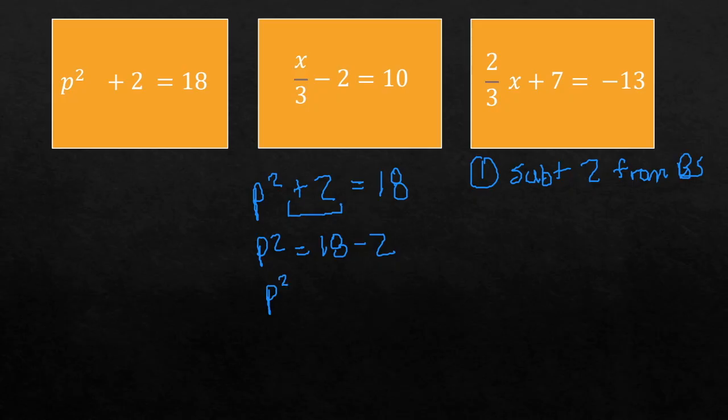The second step is going to be to undo the squared, right? And the opposite of something that's squared is the square root. So I'm going to square root both sides.